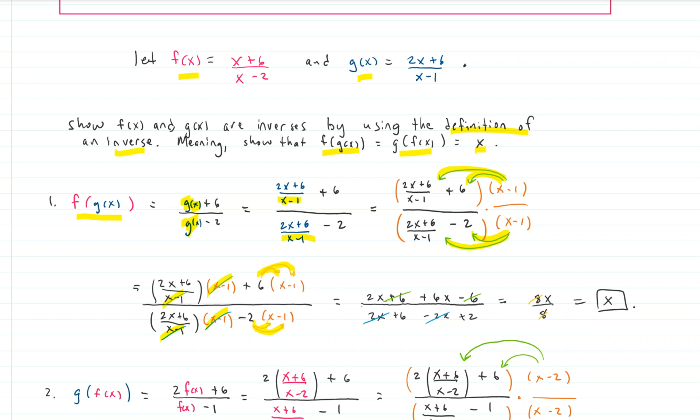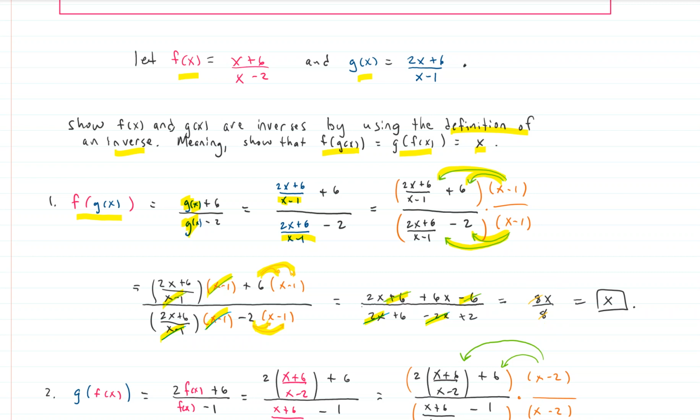Next, we've gotten rid of the fractions, so we just have 2x plus 6 plus 6x minus 6 in the top, and 2x plus 6 minus 2x plus 2 in the bottom. In the top, we can see that the 6 and the negative 6 cancel, and in the bottom, the 2x and the negative 2x cancel.